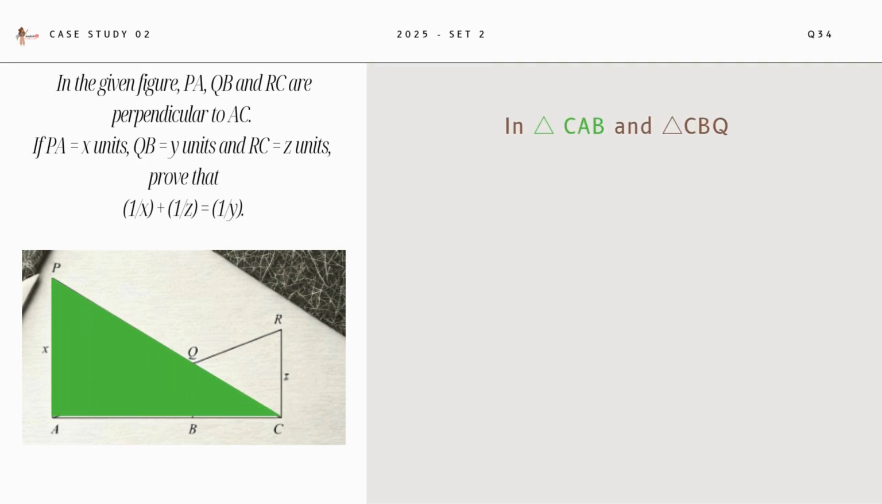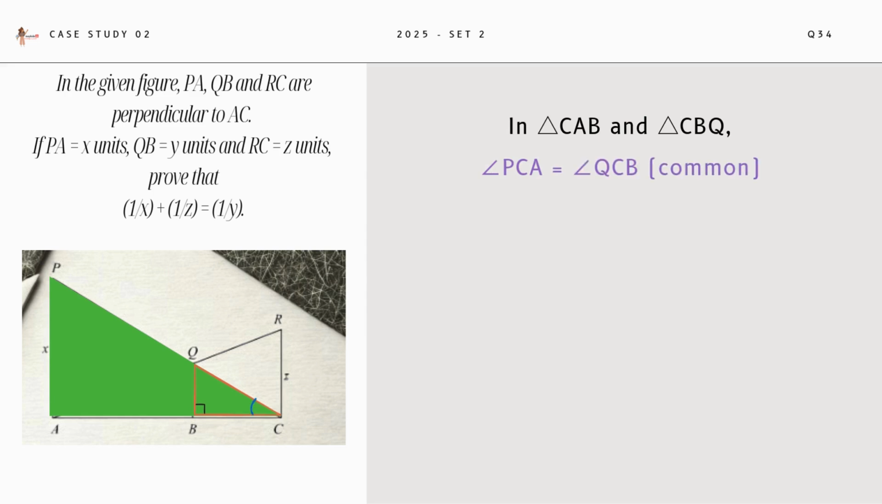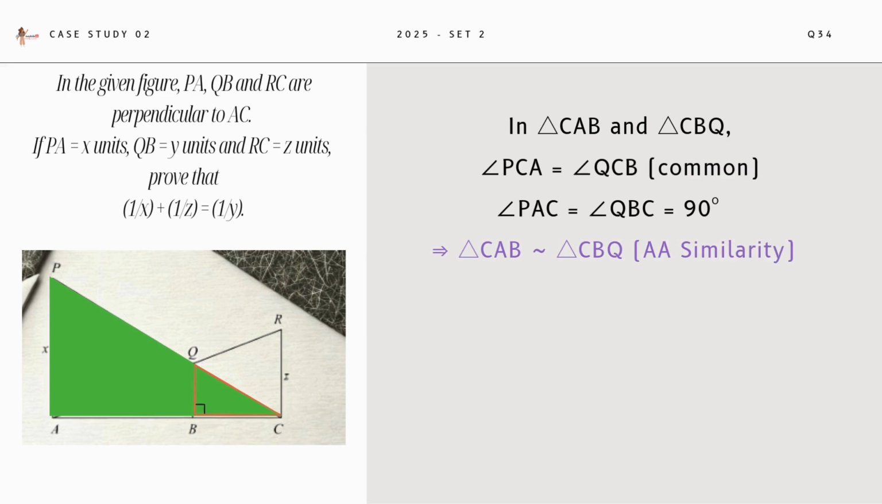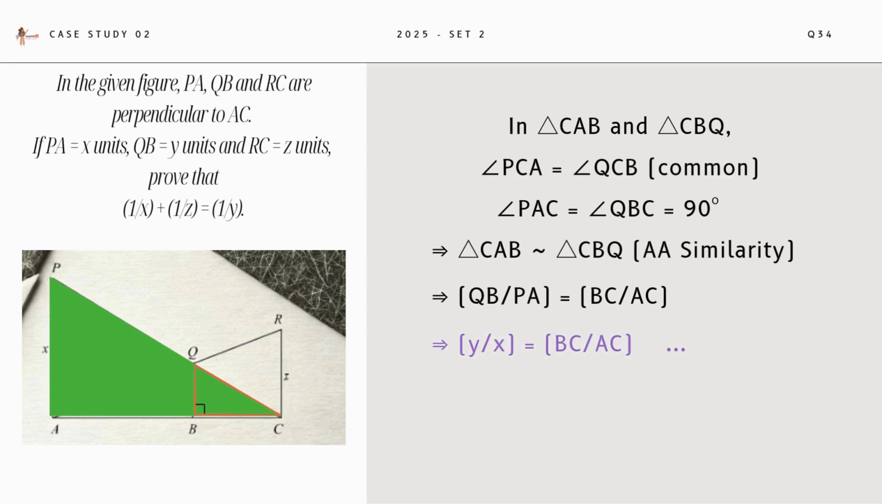In triangle CAP and triangle CBQ, angle PCA is equal to angle QCB, common angles. Angle PAC is equal to angle QBC, each equal to 90 degrees. Therefore, both the triangles are similar. This means QB upon PA is equal to BC upon AC, or we can say Y upon X is equal to BC upon AC.